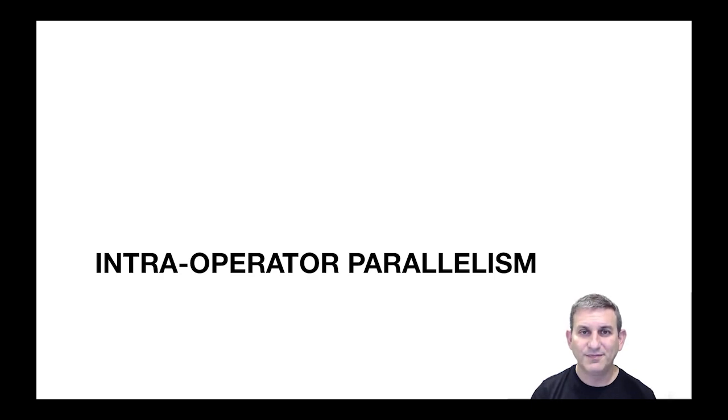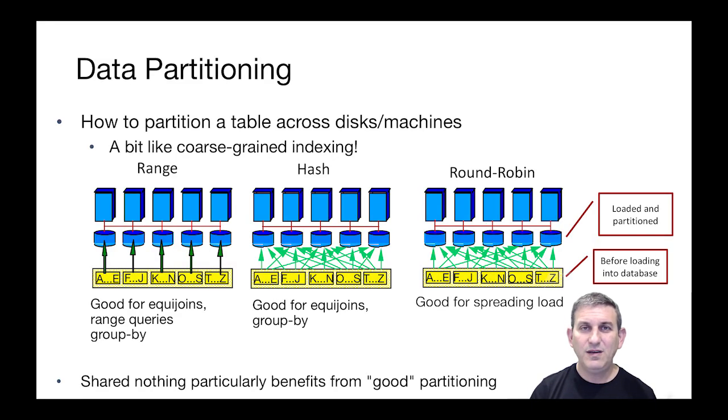Intra-operator parallelism. To begin the discussion of intra-operator parallelism, the very first thing we have to do is talk about how our data gets partitioned across disk drives, because we're going to be reading from multiple disk drives in parallel. So how do we partition a table across many disks or many machines? It's really a lot like a coarse-grained indexing scheme.